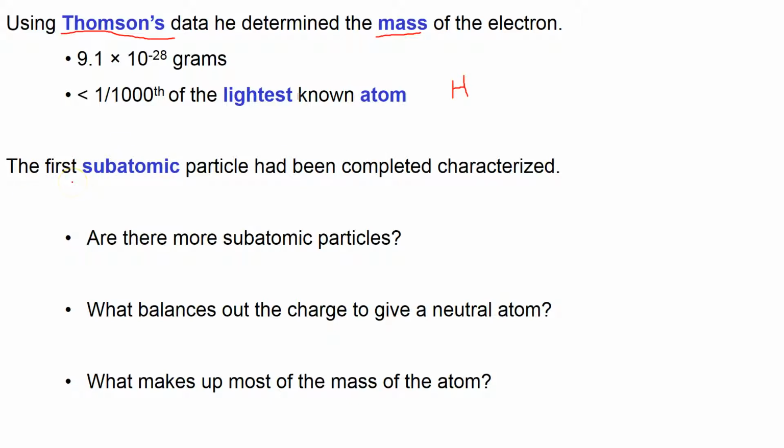So we have fully characterized the first subatomic particle. It's a negative particle with a charge of 1.6 x 10^-19 coulombs. It has a mass of 9.1 x 10^-28 grams. So this raises the question, are there more subatomic particles? There must be something that has a positive charge that gives a neutral atom. And as these electrons are so light, what makes up the rest of the mass of the atom?